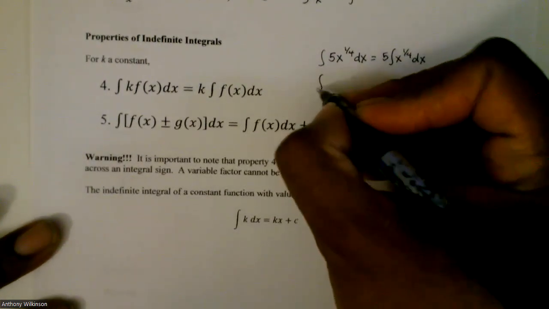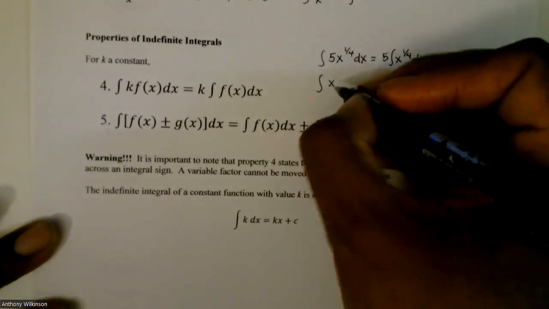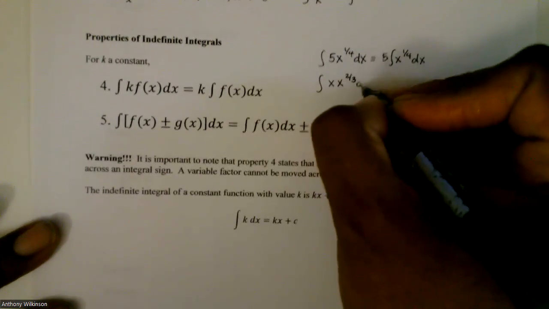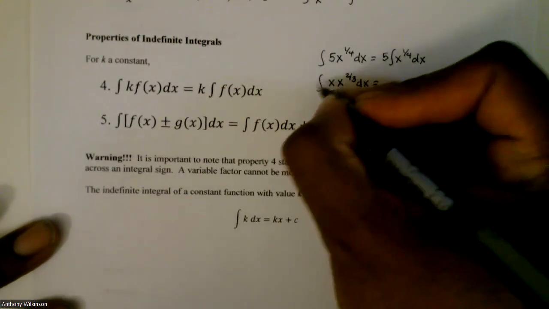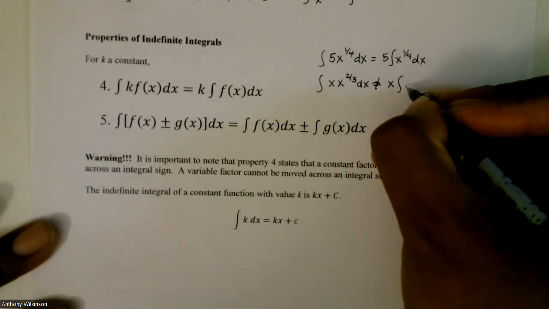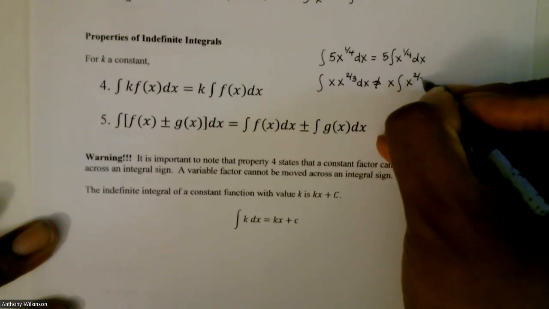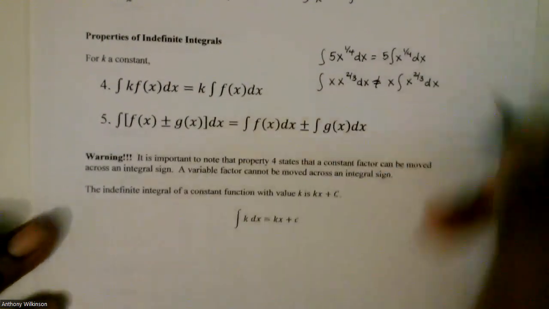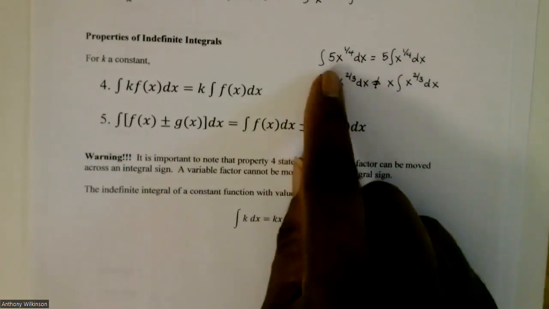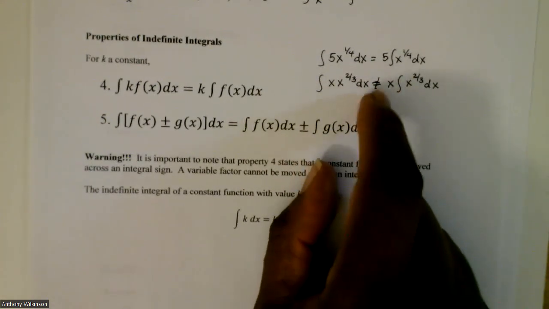Now, on the other hand, if I have something like this, x times x to the 2/3 dx, I can't take that x and pull it out in front. That does not mean this: x times the integral of x to the 2/3 dx. I can't do that. I can only pull a constant factor across an integral sign, not a variable factor. Okay. So this will only work in this case, but not for this one.